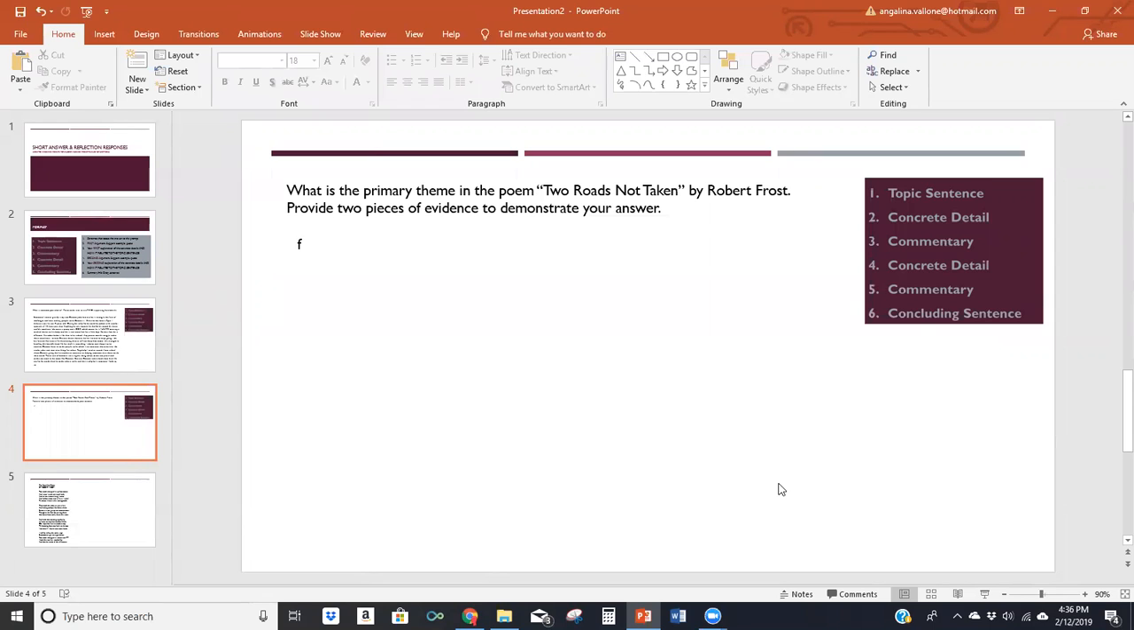The Road Not Taken by Robert Frost. Provide 2 pieces of evidence to demonstrate your answer. So here's the thing. I need to know a couple pieces. I am looking for the primary, which means the main theme. And I also need 2 pieces of evidence to demonstrate my theme. So I'm going to have to read the poem, pick a theme, and then find 2 direct quotes to use as my evidence, which will become my concrete details.